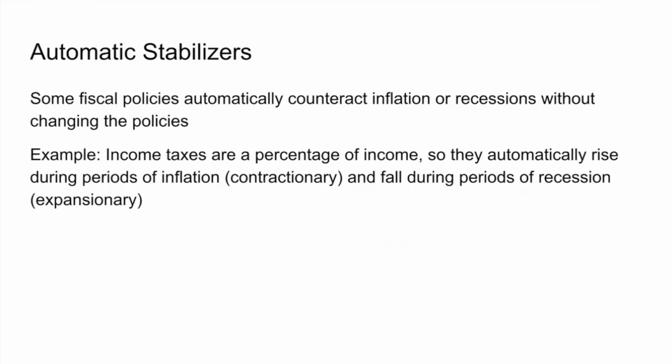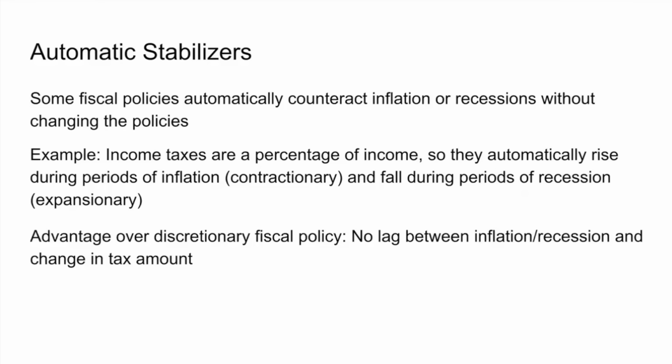Some fiscal policies are called automatic stabilizers because they automatically counteract inflation or recessions without changing the policies. For example, income taxes are a percentage of income, so they automatically rise, which is contractionary fiscal policy, during periods of inflation and fall during periods of recession. The advantage of automatic stabilizers over discretionary fiscal policy is that there's no lag between either inflation or recession and the change in tax amounts, because discretionary fiscal policy takes time to implement. They have to write the laws and then implement them, which takes time.